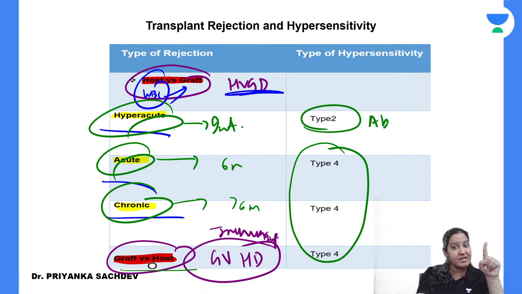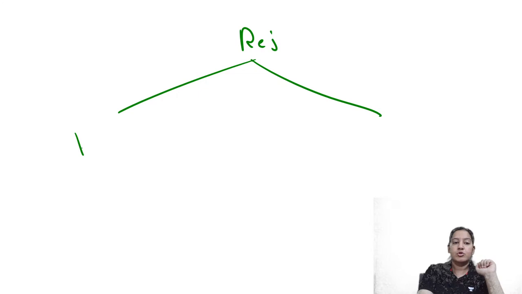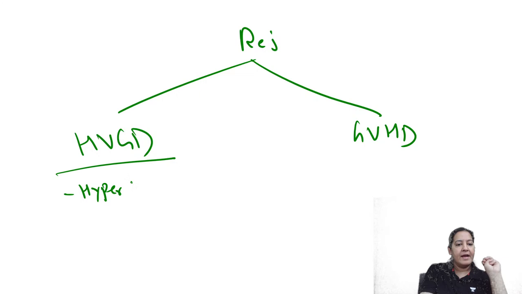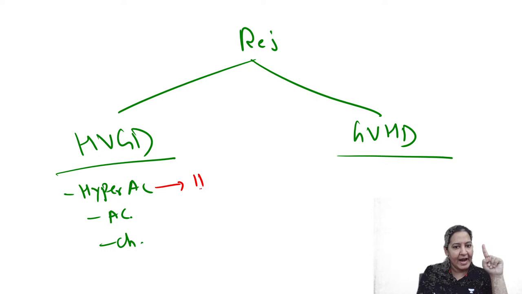So this is the summary of rejection. Transplant rejection is of two types: HVGD and GVHD. I guess everyone knows it. HVGD is again of three types: hyperacute, acute, and chronic. Now tell me the type of hypersensitivity for each of them. So this one is type 2. The rest are all type 4. Type 4, type 4. MCQs come on all of these.